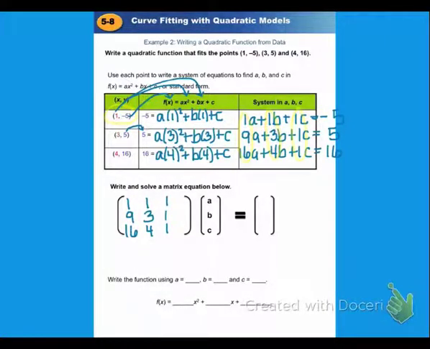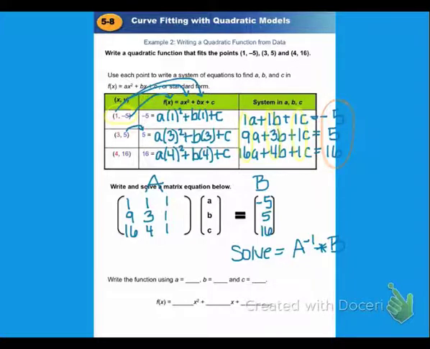variable matrix is ABC. Now the constant matrix comes from over here, and those values create my constant matrix: -5, 5, 16, and if we set up so that this is called A, our coefficient matrix is A, and our constant matrix is B, we can solve this by multiplying the inverse of A, so A inverse times B.